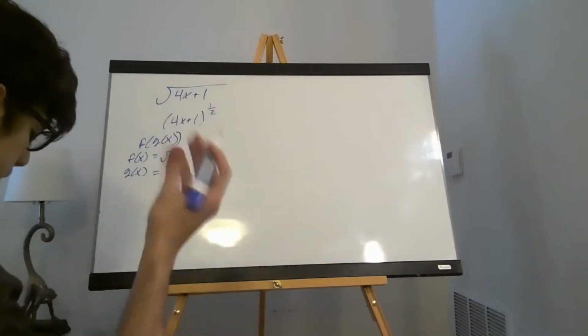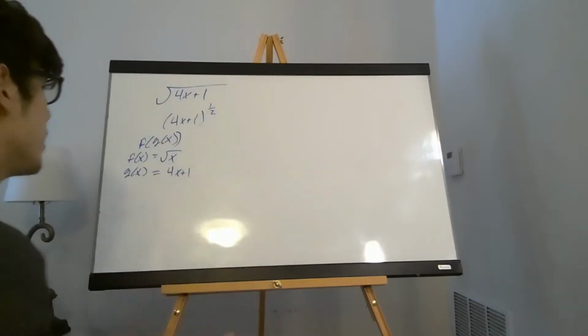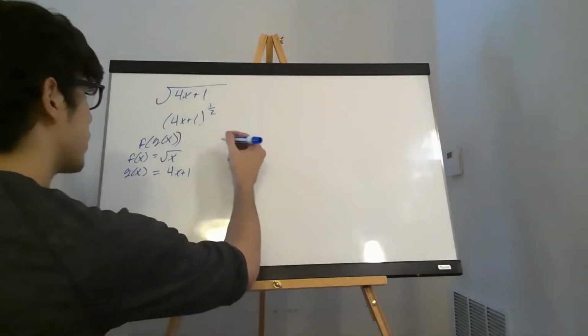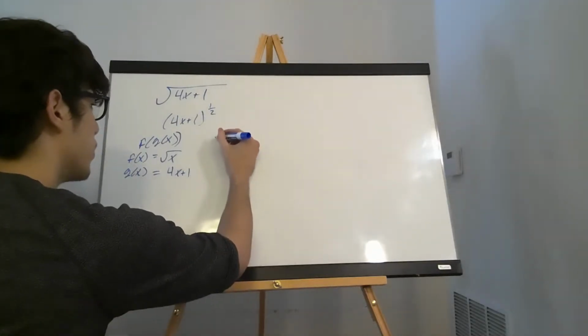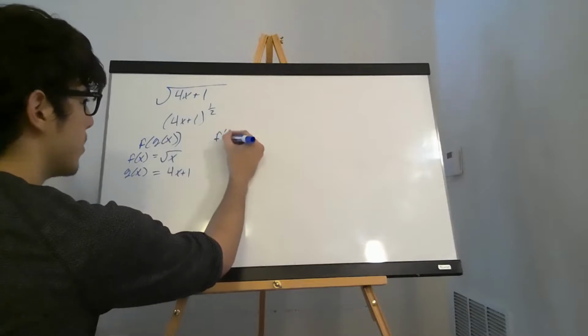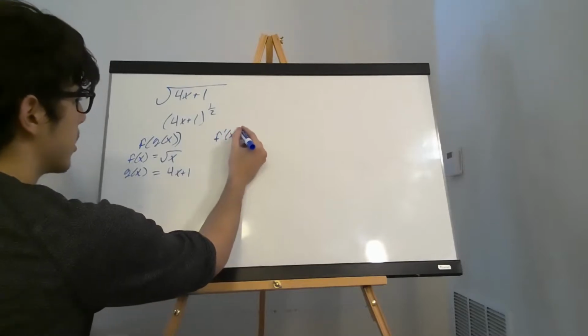So let's just apply some basic derivative rules. The way you're going to want to approach this is you're going to want to take the derivative of the outside first.